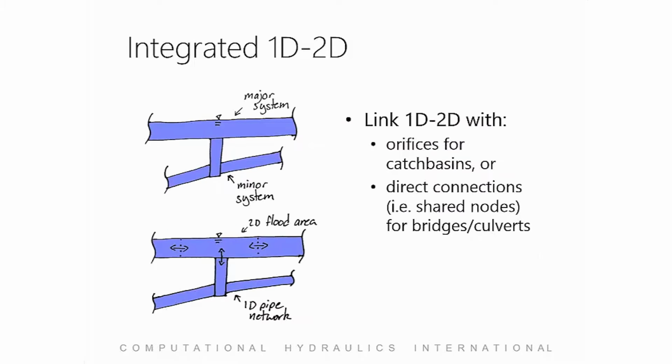The second application is a dual drainage application or major-minor system, where you have your major system conveyance and your minor system conveyance, and they're linked. You can do this in PCSWMM 2D. Instead of representing your major system in 1D, you'd represent your 2D flood area using your 2D overland mesh, and then you'd connect that to your 1D network or your minor system. You can have connections represented as orifices for catch basins, or you could use direct connections for shared bridges or shared nodes, such as in the case of bridges or culverts.